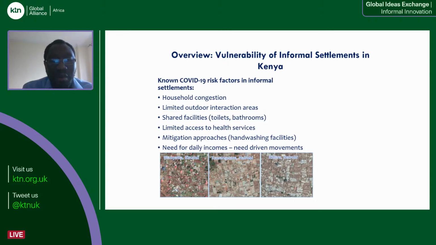So, in the COVID context, household congestion makes it difficult to respect social distancing, there is limited outdoor interaction, and shared facilities, because the ratio is too low, in terms of sharing toilets and bathrooms. But also the mitigation approach of hand washing has been promoted, which calls for more sustainable livelihood systems for people. So the next slide will show you really what the youth have been doing.